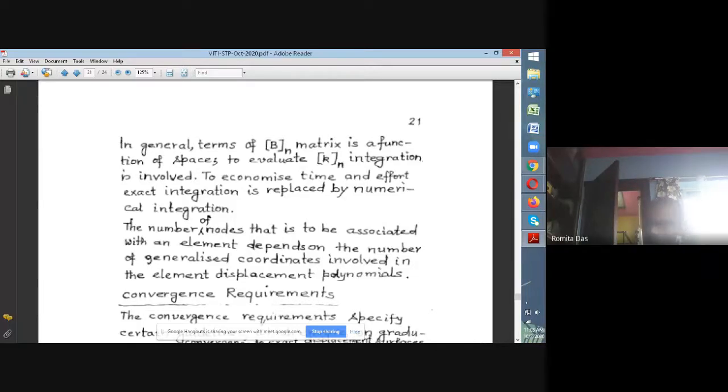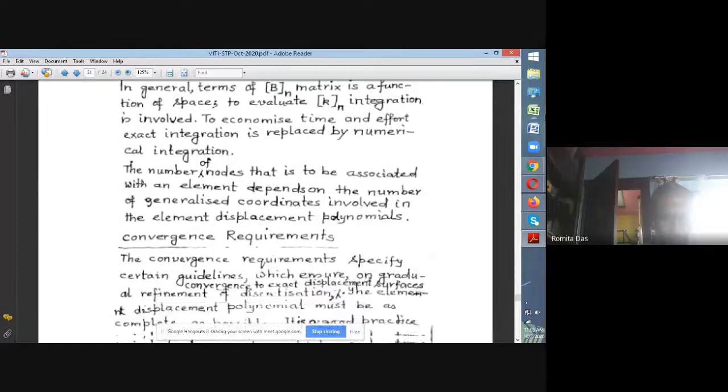So they are called convergence requirements. These requirements are a couple of them. So I wanted to just talk about them, spend the last part of the lecture on that. So first thing is the convergence requirement.